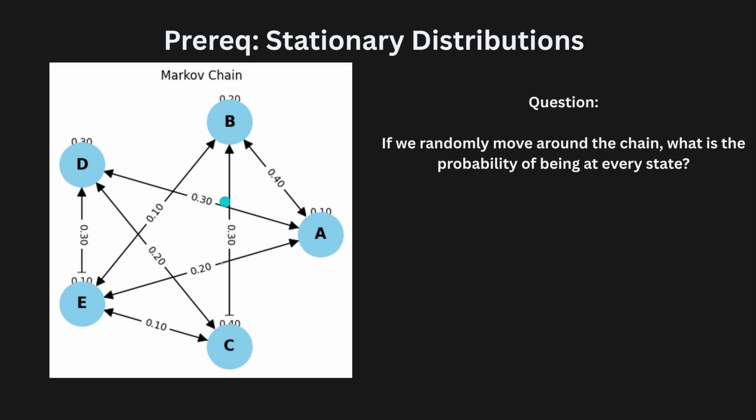And you can imagine if we start somewhere and just kind of randomly move around, a common question could be, if I move around, let's say 1,000,000 times, what's the probability that I'll end up at D or at E or at C or at A? Or just end up back at B again. It doesn't matter. So the stationary distribution is exactly that. What is the probability of being at a state after a bunch of iterations?